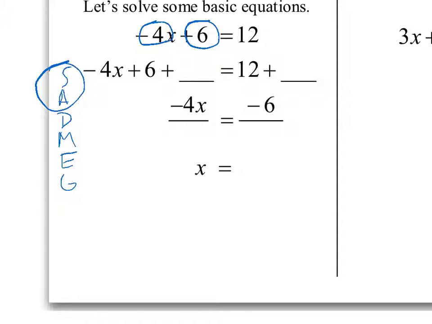So 6 was added. What do I need to add to both sides if I want to do the inverse operation of adding 6? Yes, Sage. Yeah, add a negative 6, so add the opposite. So once we do that, we just want to simplify what we have on both sides.